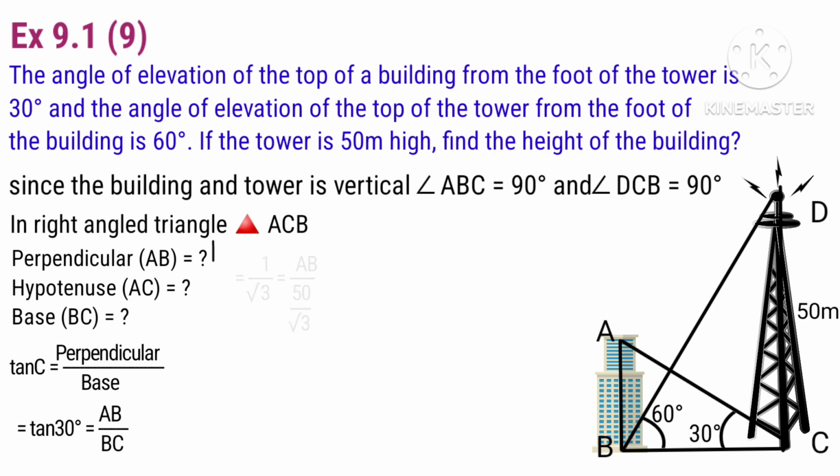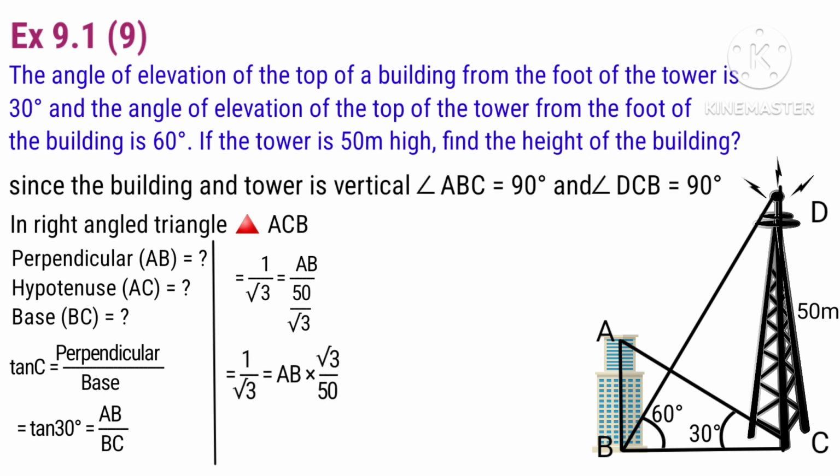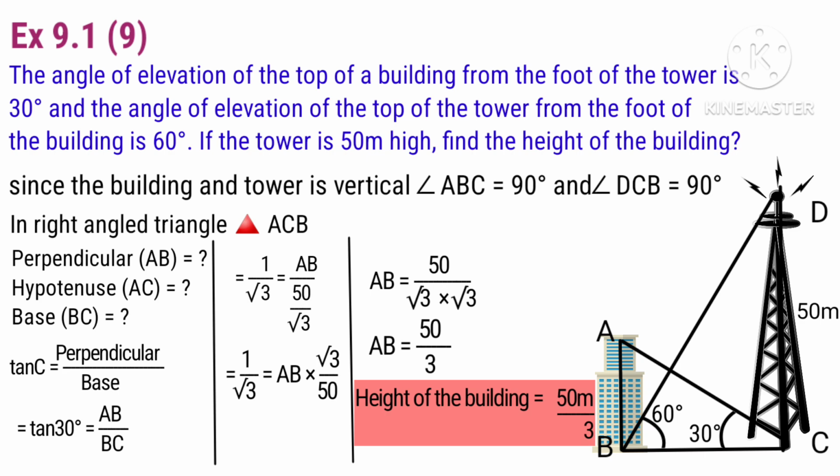For tan 30 degree oda value is 1 divided by square root of 3. So we'll get 1 divided by square root of 3 is equal to AB divided by 50 divided by square root of 3. So when we reciprocate, we'll get 1 divided by square root of 3 is equal to AB into square root of 3 divided by 50. So that is AB is equal to 50 divided by square root of 3 into square root of 3. So we'll get AB is equal to 50 divided by 3 meter. So hence the height of the building is 50 divided by 3 meter. We'll move on to our next question.